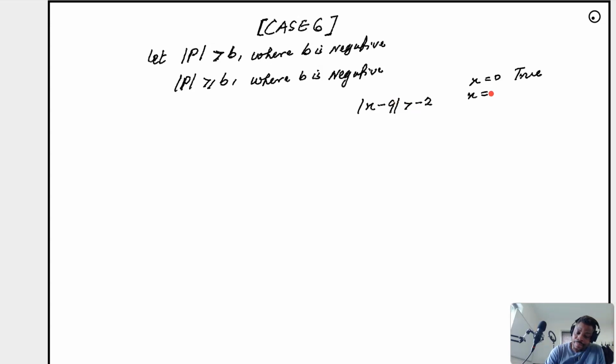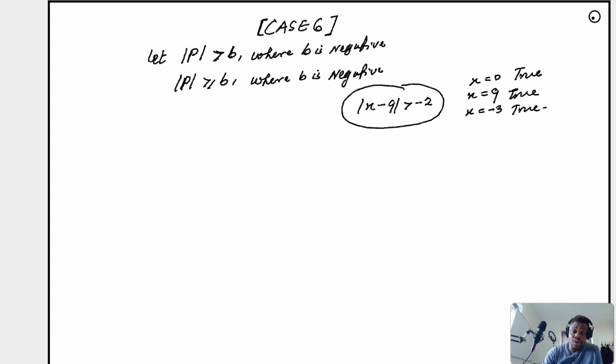Let's say x is 9 here. 9 minus 9 is 0. The modulus of 0 is 0. 0 is greater than minus 2. That is true. x is minus 3. Minus 3 minus 9 is minus 12. The modulus of minus 12 is 12. 12 is greater than minus 2. That is true. It simply means any real number that you use, this statement is going to be true.